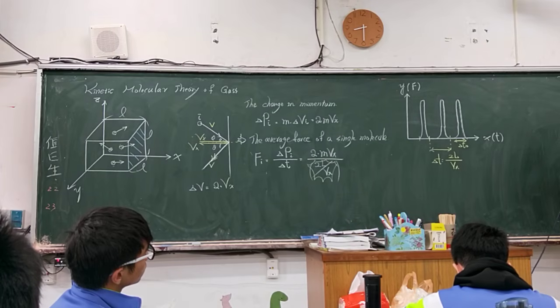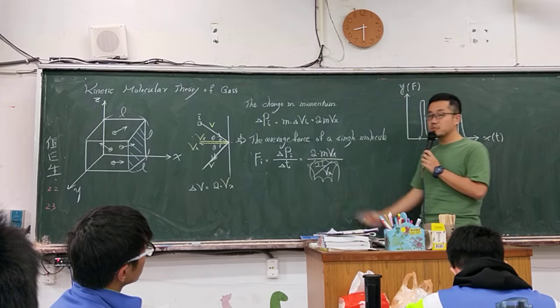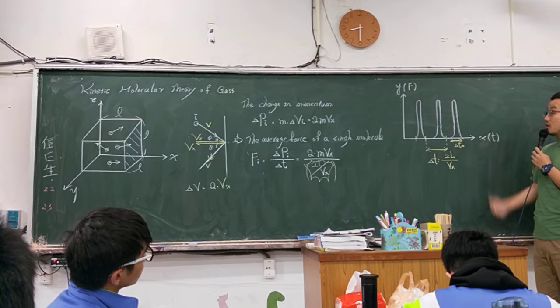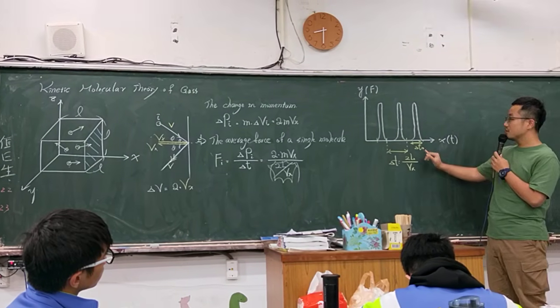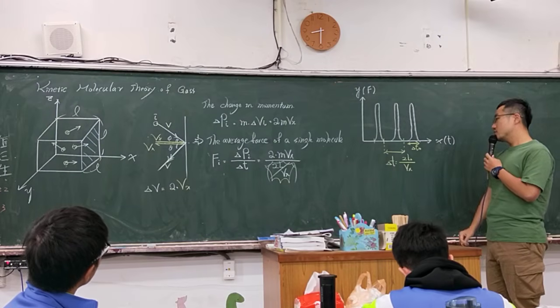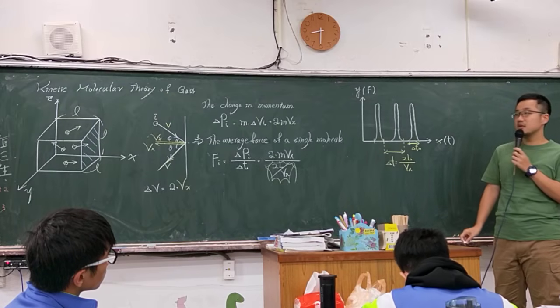Some people might be confused. Why should I put the 2L over Vx right here? Because I should put a real time, like delta t naught, on the bottom. So why should I choose the 2L over Vx? This is quite confusing. Let me tell you something.